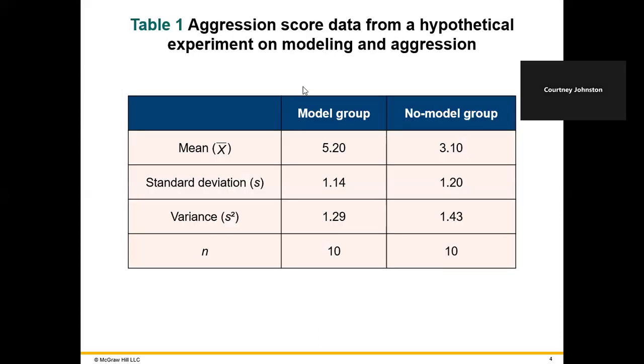All right. And again, you can see here in regard to variance and standard deviation, your sample size, which is 10, and then the mean. You can see those who had a model of hitting that Bobo doll had a higher level of aggression than those who did not. The standard deviation was about 1 from the mean in comparison to 1.2, and the variances are going to be 1.29 to 1.43. So this is just basic data related to those groups in that hypothetical study.